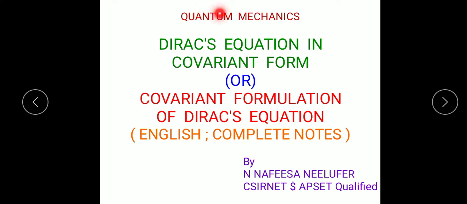So let's discuss a topic from quantum mechanics, that is Dirac's equation in covariant form, which could also be said as the covariant formulation of Dirac's equation. So how to write Dirac's equation in covariant form, that one we are going to discuss now.